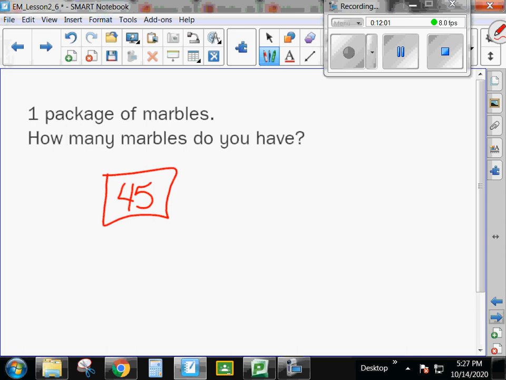Now it says, how many marbles do you have? Well, how many marbles do I have? I have 45, right? But what is the number model for this? Think about that for a second. Maybe even pause the video. Give yourself time to think about it. Write a number model. Okay, how many groups do you have? 1. How many are in that group? 45. So there's your number model: 1 times 45 equals 45.